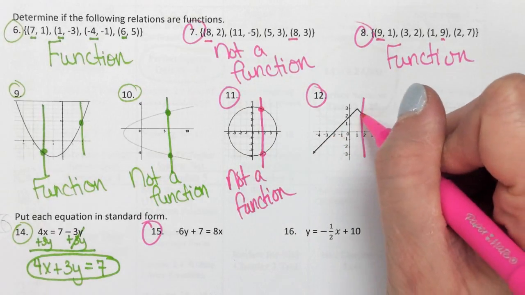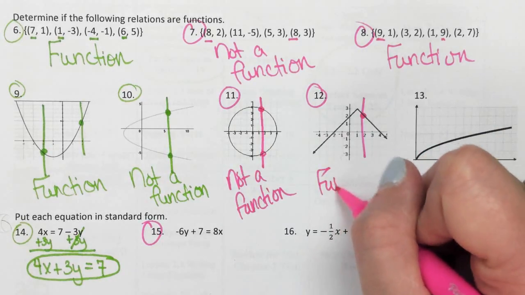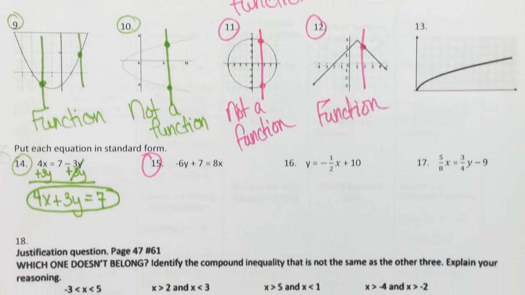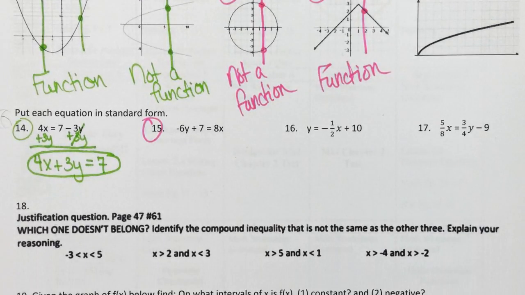All right, what about number 12? Function. There you go. All right, we're going to save 13 for later. And 15, what about standard form?